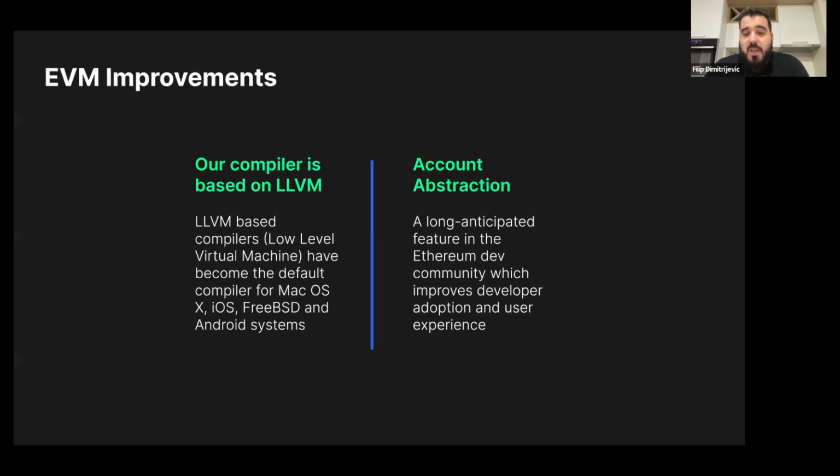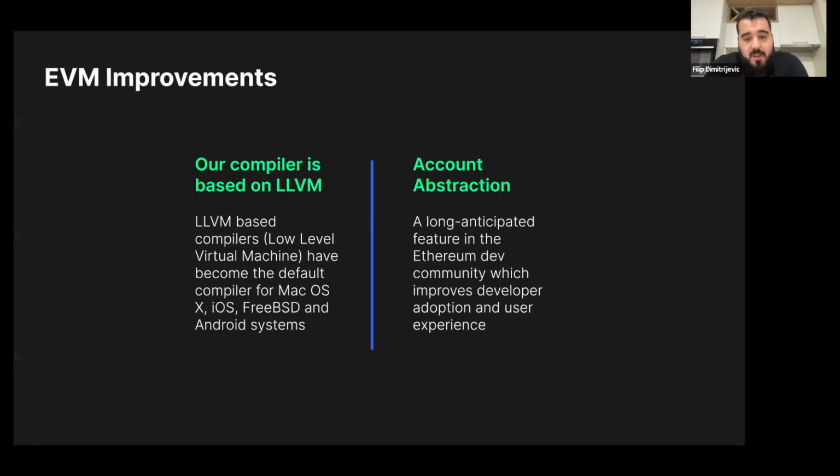And this is a long anticipated feature in the Ethereum dev community, which improves general adoption and the user experience, the UX, in a great number of ways. For example, native support for smart contract wallets is improved, which is critical for onboarding new mainstream users. It gives us a much better UX for multi-sigs. Transaction fees can be paid in any token.